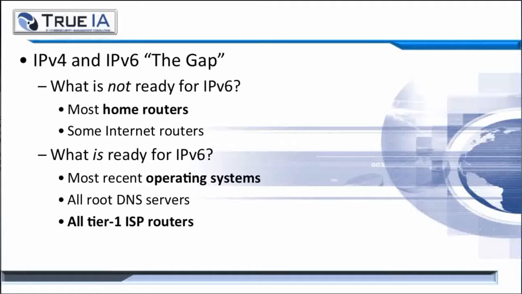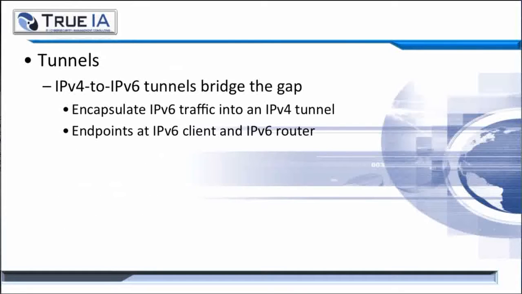Now, that being said, there is what we call the gap between IPv4 and IPv6. So it's easiest to describe the gap by explaining what isn't ready for IPv6. Like most home routers and some internet routers are not ready to handle IPv6. However, when you look at what is ready, like most all operating systems, all root DNS servers, and all Tier 1 ISP providers, now you can begin to see where the gap happens.